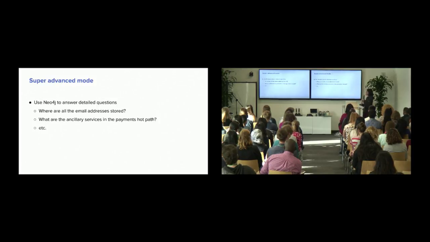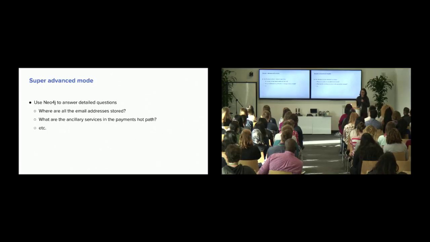And then you can go super advanced mode and use something like Neo4j, which is basically a graph database, to answer more interesting questions. Say at Square we have on the order of hundreds of services, and so tracing through even a visualization might be very difficult to answer just basic questions. But using Neo4j, you can just write a query and say, where are all the email addresses stored? Where are all of the names stored? Where are all the credit cards stored?